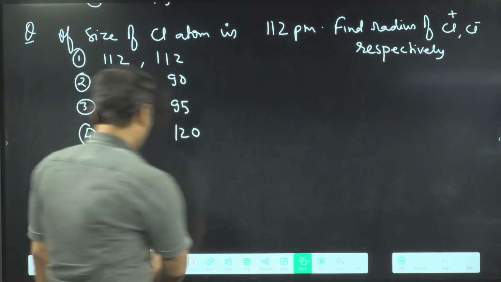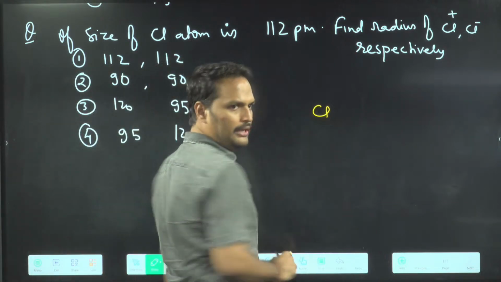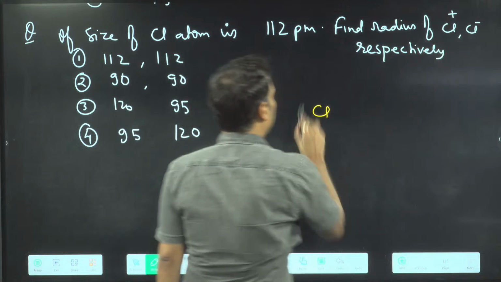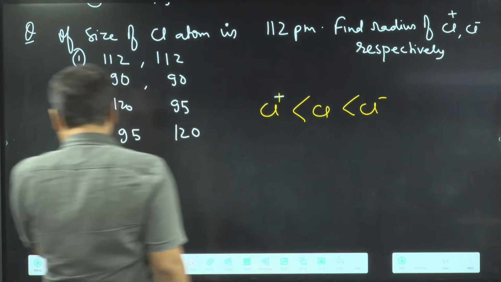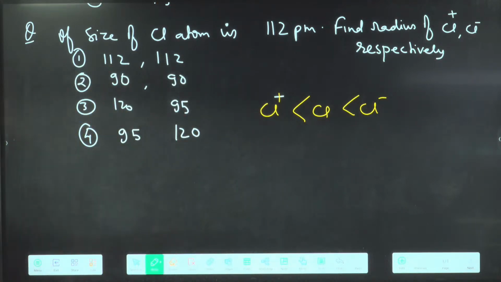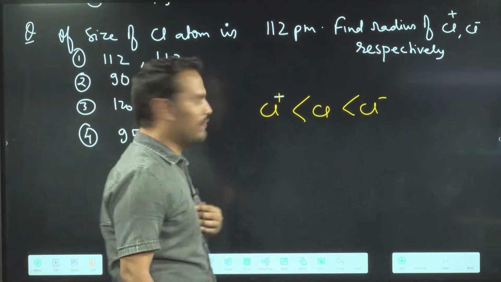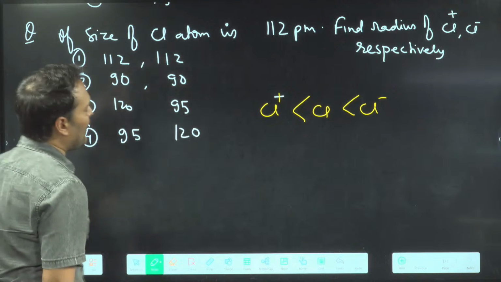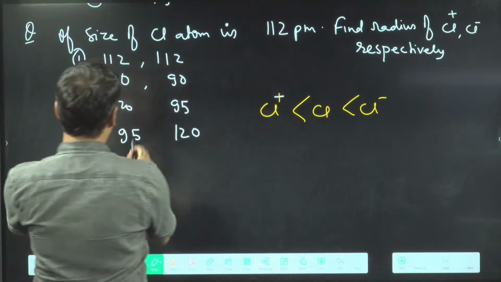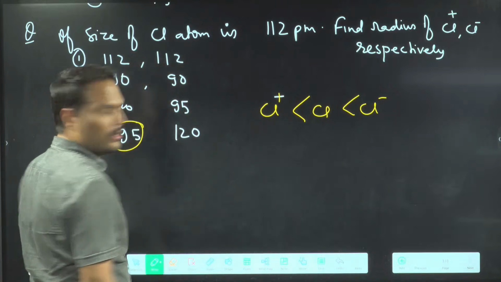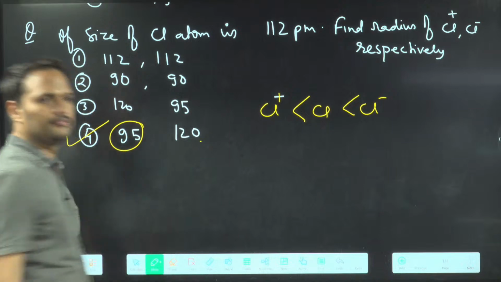So what do you think, which is the correct answer? Fourth one. See, you have to see it like this: you have chlorine and they are asking for the cation and anion. So the cation is smaller than chlorine and the anion is bigger. So I have to write the cation first, so it should be a smaller value, and I have to write the anion value bigger than this. Clear?